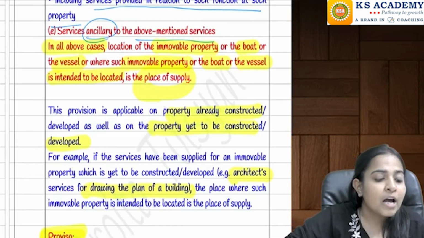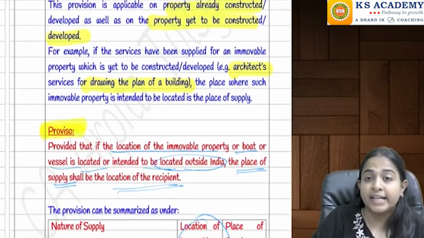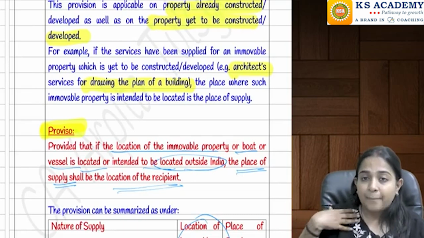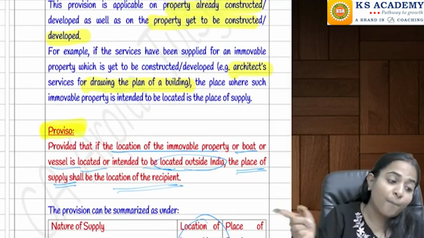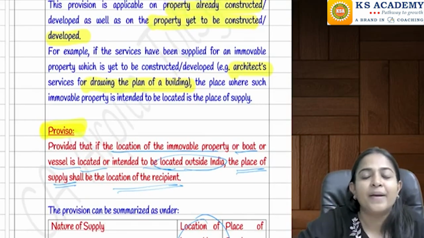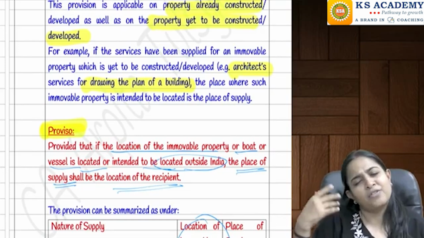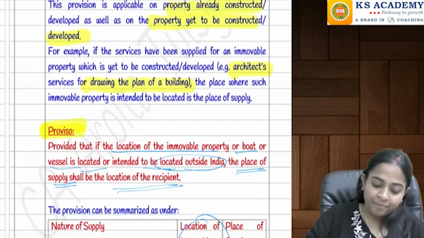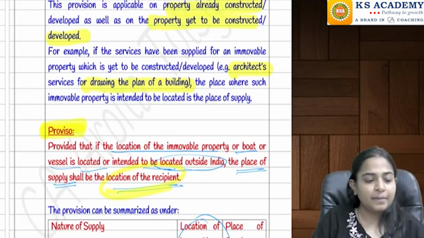Very clear with this? Now what if the location of the immovable property is outside India? This section will only be applicable if the supplier and recipient both are in India, then section 12 is applicable. But if the property is located outside India, then we cannot make the place of supply a place outside India. So in such a case, the place of supply will be the location of the recipient. Can you see this, everyone? The place of supply will be the location of the recipient.